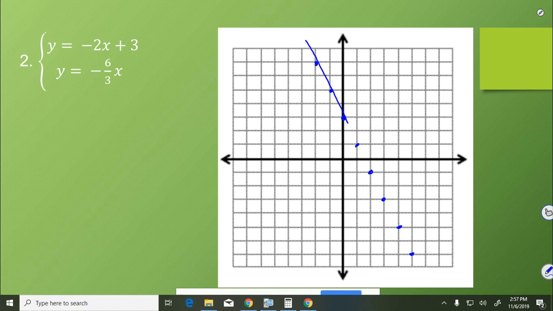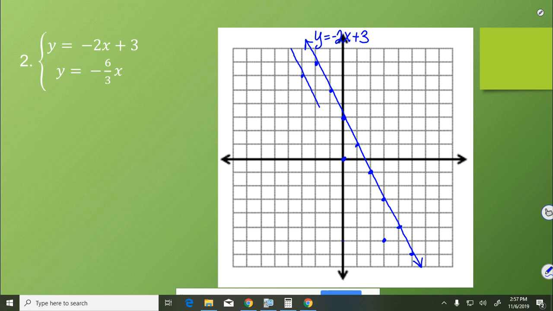Draw your line nice and neat. Use a straight edge, arrows on both ends. Label it with the equation. First equation is done. Then the second one says y equals negative 6 over 3x. So that does not have a y-intercept, so we start at 0. Then we go down 6 and over 3, or up 6 and left 3. Gives me those 3 points there.